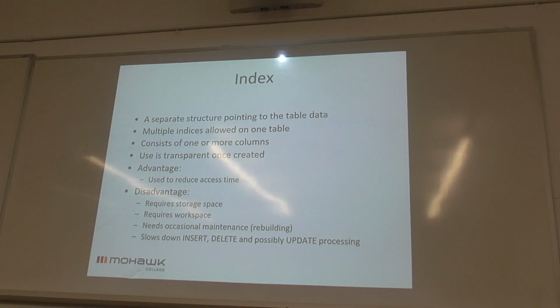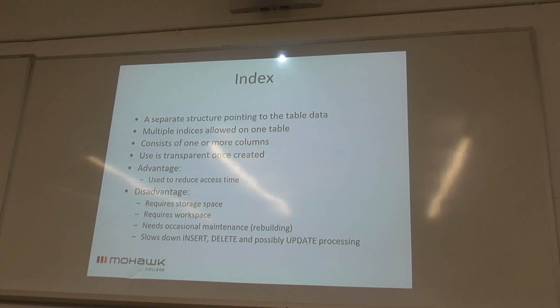Indices consist of one or more columns. Use is transparent once created. So once you have configured the database to have an index for a particular field to be indexed, you don't have to do that manually. The database system knows what an index is and knows how to use it. All you have to do is set it up in the first place. It's kind of like how you don't actually need to know what the sorting or searching algorithm the database is using is, right?